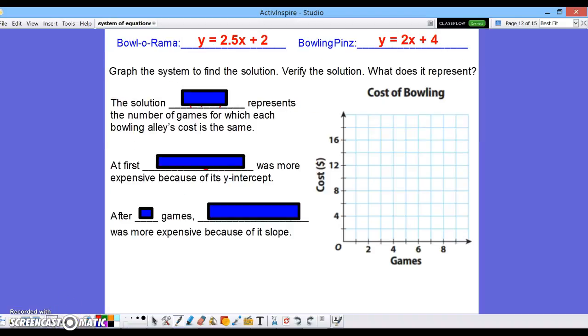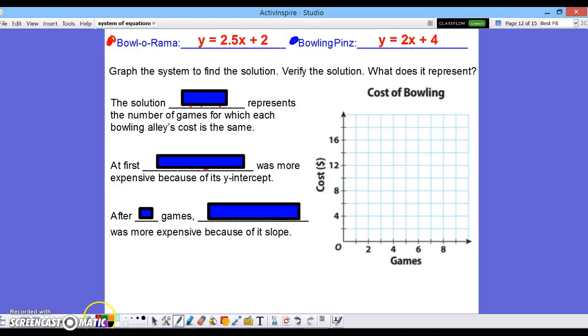This is Bowl-O-Rama, and I wrote my equations in the next one. It says graph the system to find the solution, verify the solution, and so forth. So let's go ahead and graph. At 0, let's start with Bowl-O-Rama. I'm going to use red for Bowl-O-Rama and blue for Bowling Pins.